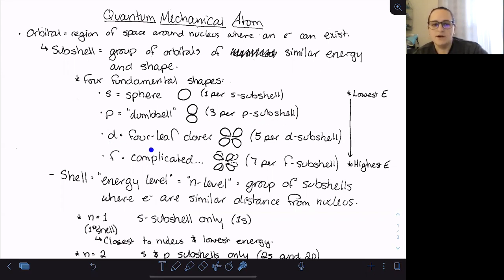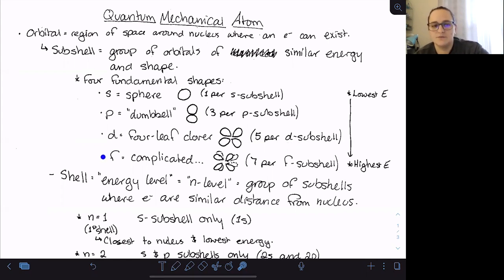Next, we have the D, which is usually described as a four-leaf clover. They actually come in a couple different shapes, but 4 out of 5 of them are shaped like a four-leaf clover, so that's a fine image to have. They look something like this, keeping in mind that these are in 3 dimensions. Each of these little leaves on our clover is actually a balloon type shape, not a flat leaf. And there are 5 D orbitals in a D subshell.